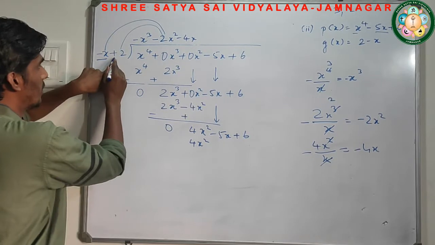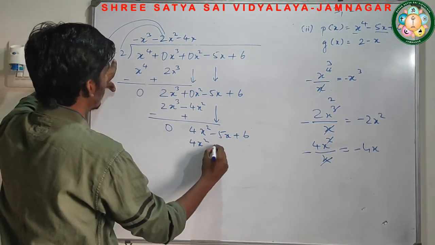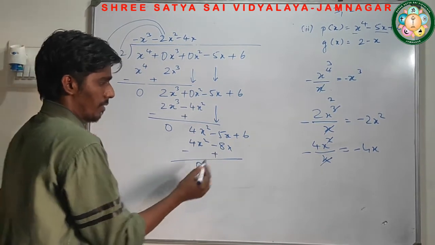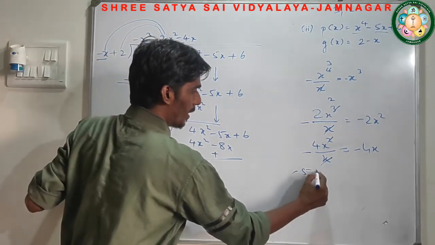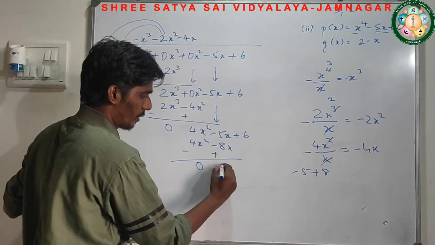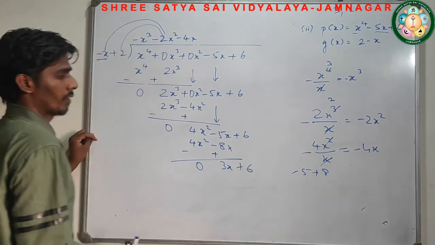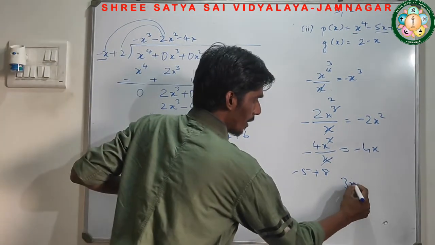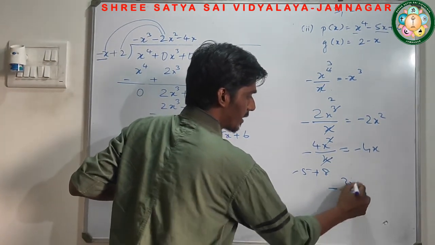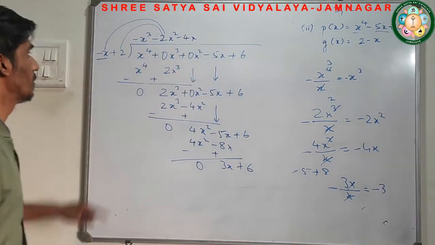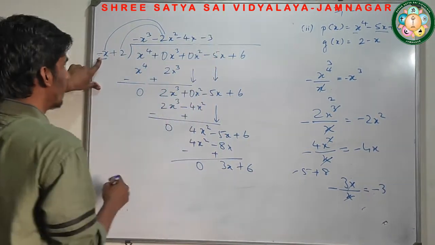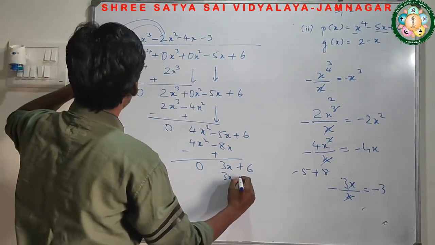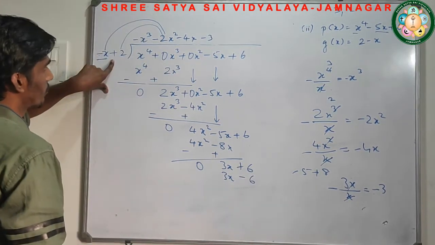2 into plus 2 into minus 4, it's minus 8x. So it's minus 5 plus 8, greater number sign, so it's 3x plus 6. From this x I have to get 3x. X upon minus x, 6 cancel, so it's minus 3. So I get minus 3 here, minus minus plus, plus 2 minus 3, it's minus 6.